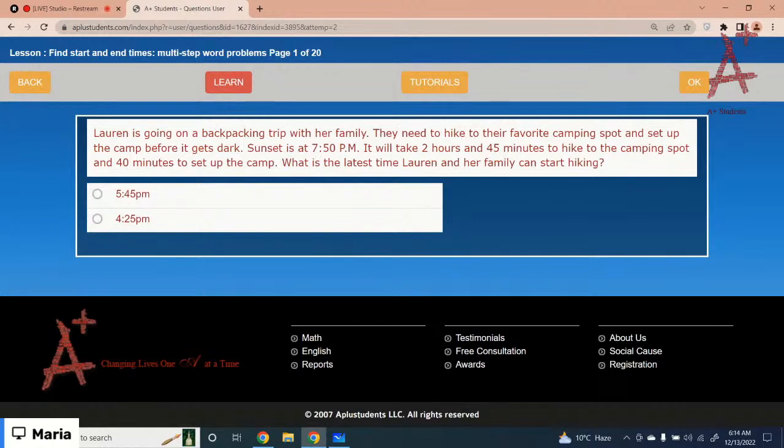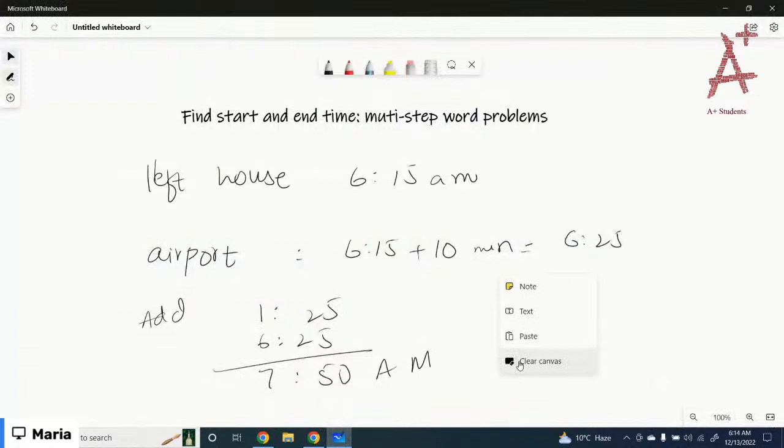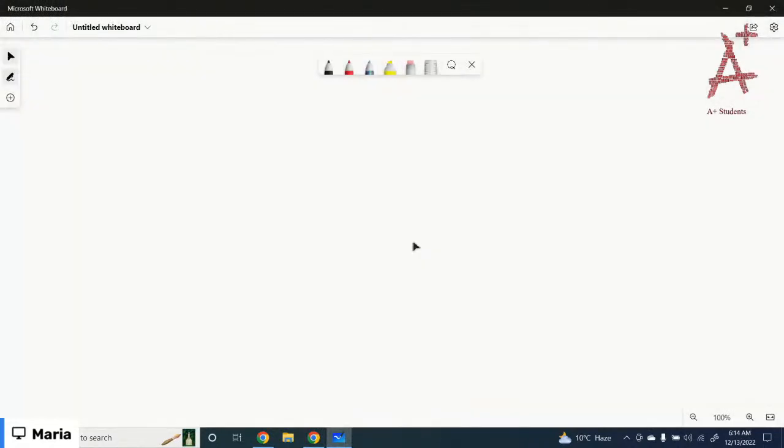They have to start at... you have to calculate the start time. At what time will they start hiking? It took 2 hours and 45 minutes to hike. So 2 hours 45 minutes, that is the time required for the hiking. Got it? And the time required for setting up camp is 45 minutes.